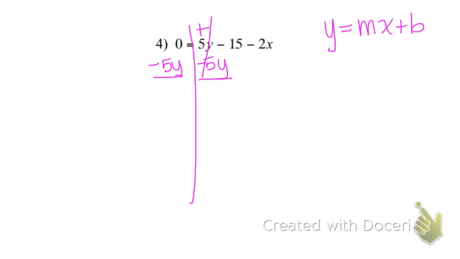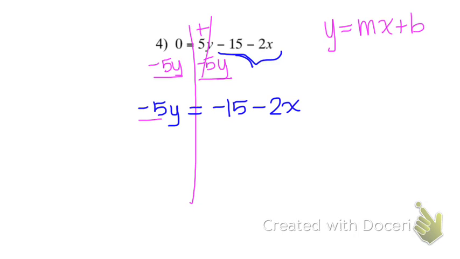Now, on the other side, the left side, I now have negative 5y because 0 minus 5y is just negative 5y. And on the right side, I have all this other stuff still over here. Okay, so I'm just going to drop that down into my equation. Negative 15 minus 2x. All right, so last, I'm still trying to get y by itself on the left side. So y is multiplying by negative 5. So in order to isolate it, I'm going to divide by negative 5 to all the parts.